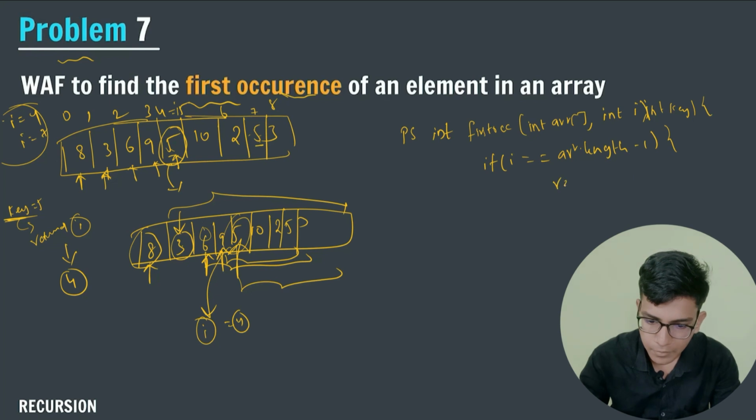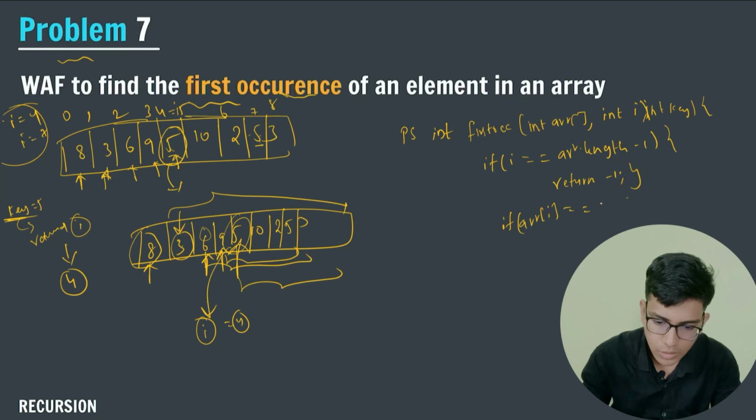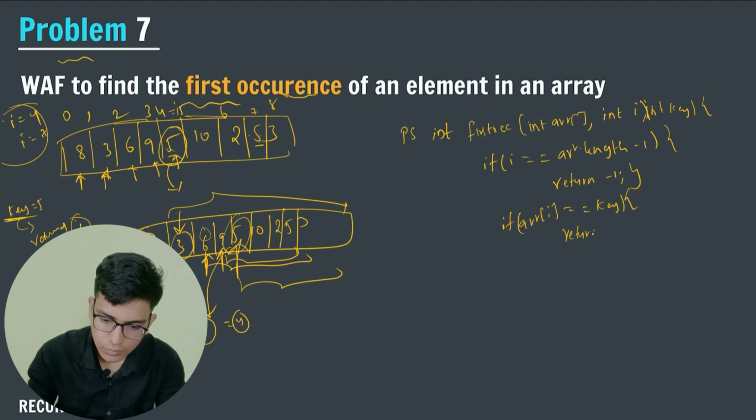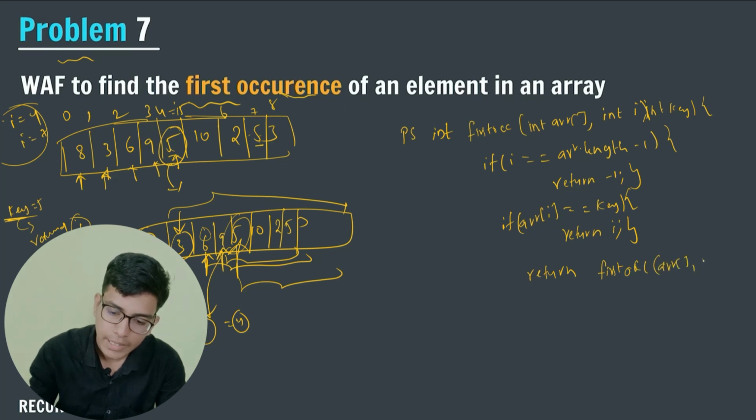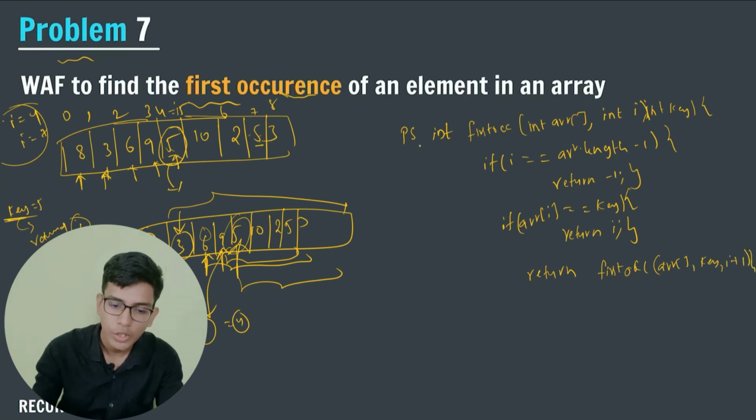So return minus 1. After that, if arr of I is equal to key, then return I value. That's all. After that, finally return first occurrence for the rest of the array, right? So I'm passing arr, the same key, and I plus 1. That's all. So this is the pseudocode for my function.